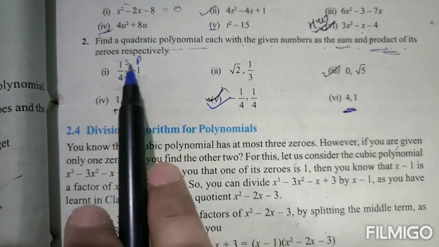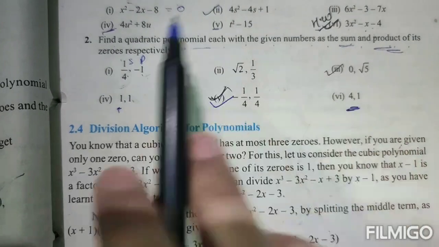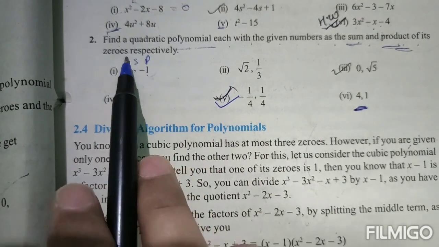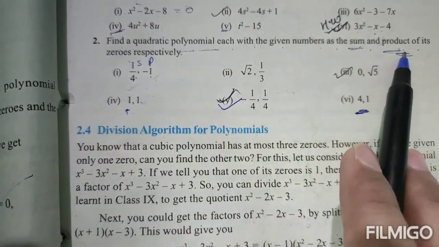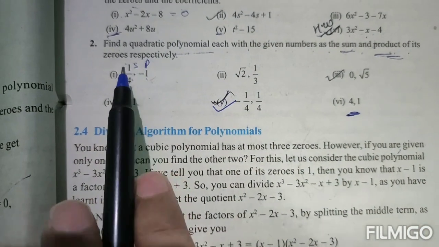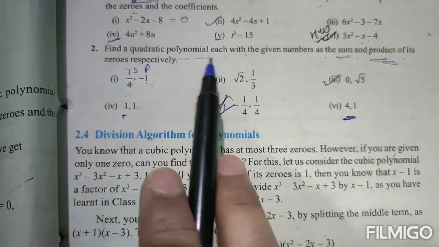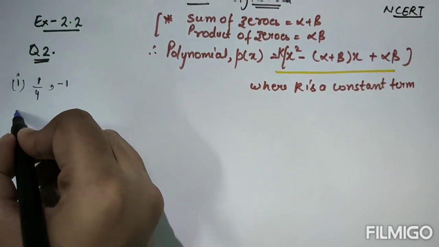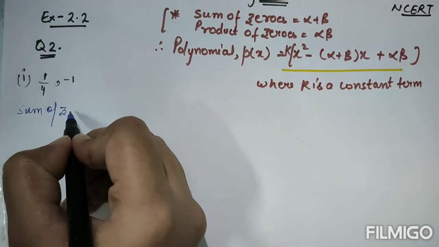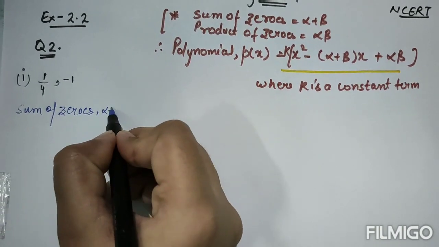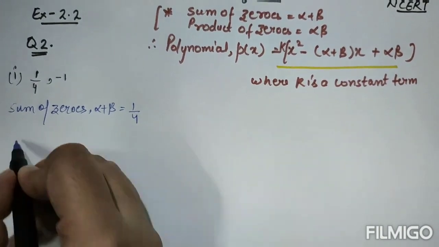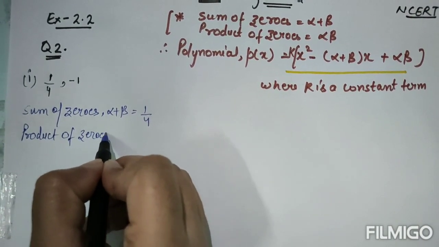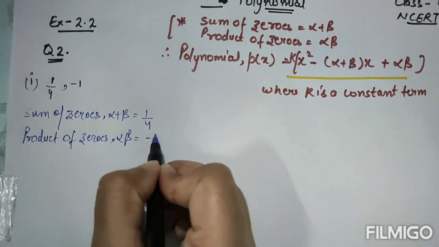So the next question is, find the quadratic polynomial each with the given numbers as the sum and product of its zeros respectively. Look, sum and product are given. If we look at the first part, 1 by 4 and minus 1. This 1 by 4 is the sum and minus 1 is the product of the zeros. Clear? So the sum of the zeros and the product of the zeros are given. You have to find the quadratic polynomial. So the sum of zeros, which is alpha plus beta, is given as 1 by 4, and the product of zeros, that is alpha beta, is given as minus 1.